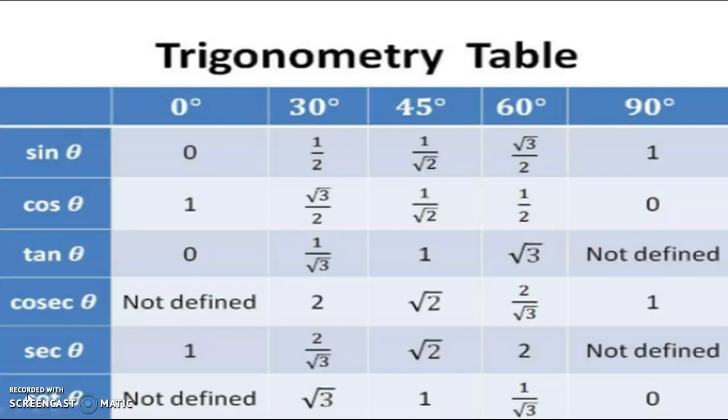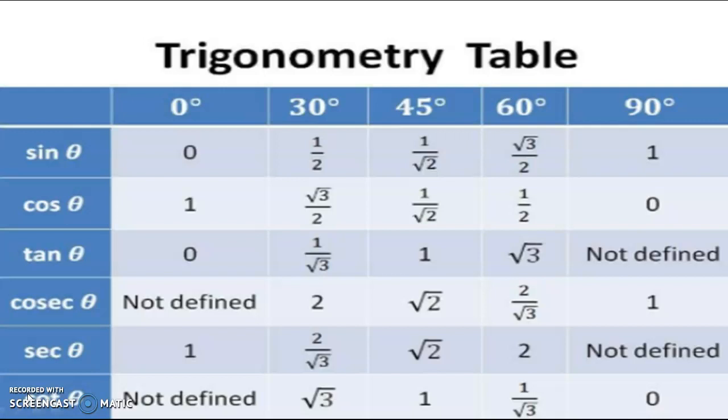At the 0 degree, in place of theta, if we put down sin 0 degree, the value is 0. Sin 30, the value is 1 by 2. Sin 45, 1 by root 2. Sin 60, root 3 by 2. And sin 90 is 1. In a similar way, we can find out the value of cos theta, then tan, and then cosecant.